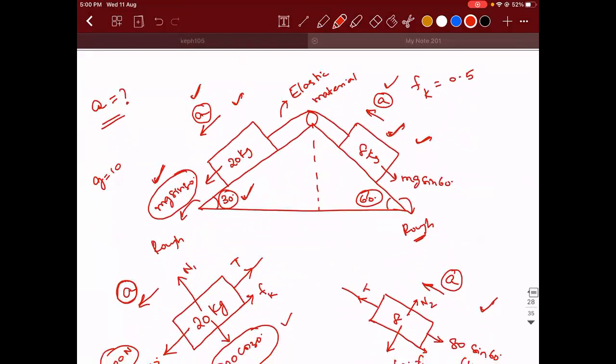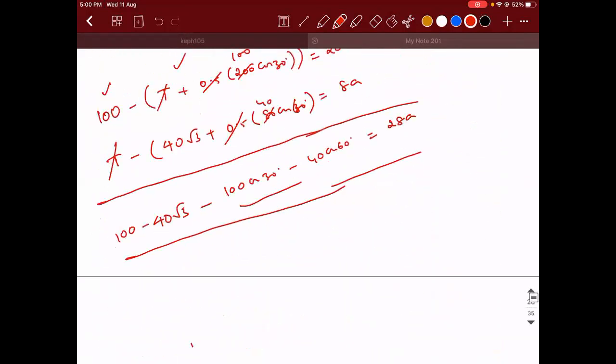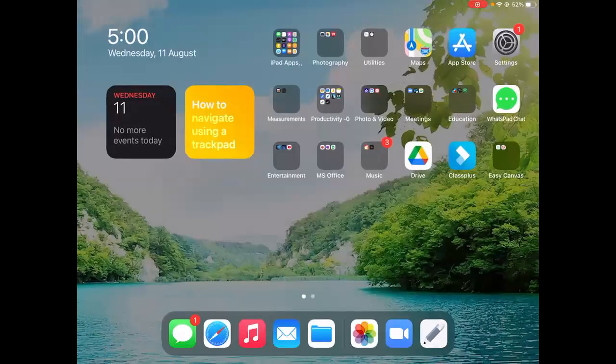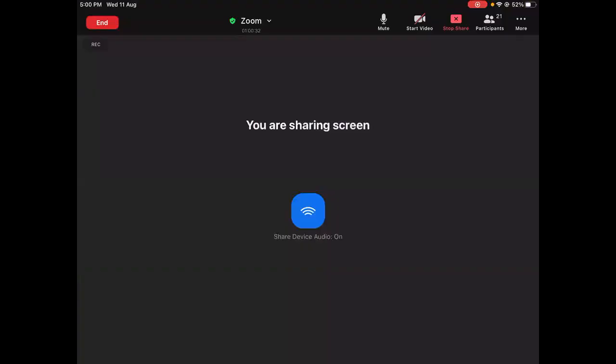Okay. So that's it, guys. So this is all about friction. In the next class, we'll discuss the application of friction in roads. Okay. That's it, guys. If there is no doubt, we can wind up.